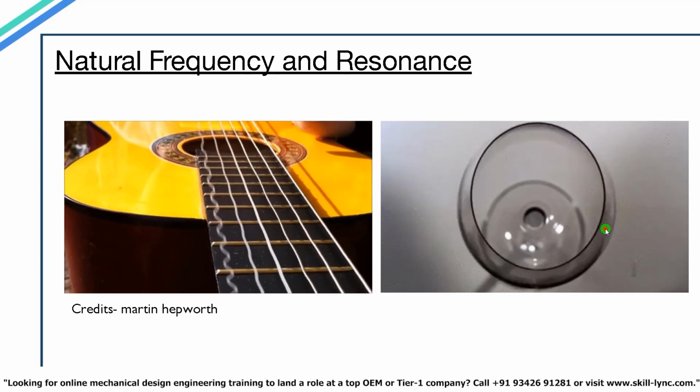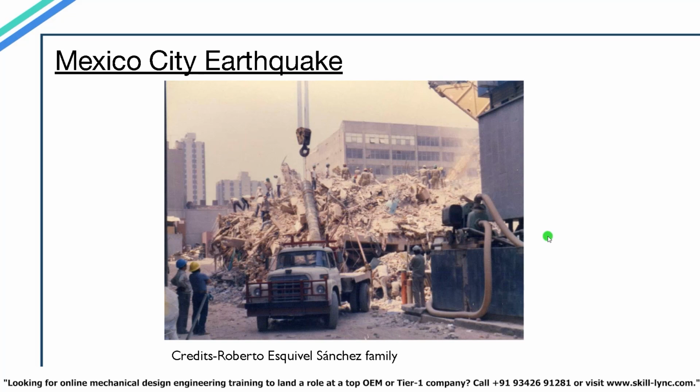Another great example of resonance being destructive is the Mexico City earthquake, which occurred in 1985. During the earthquake, all buildings which had 6 to 15 floors were absolutely destroyed to rubble, whereas the rest of the buildings had relatively minimal damage. After investigation, it was found that the frequency of the earthquake matched the resonant frequency of the buildings which had 6 to 15 floors.